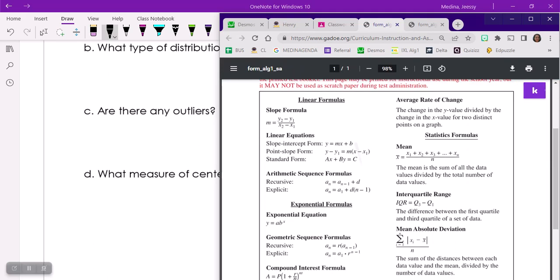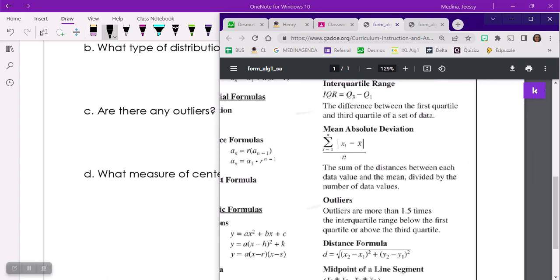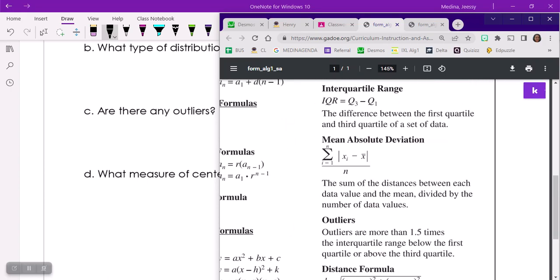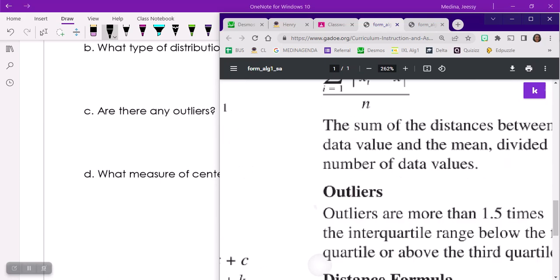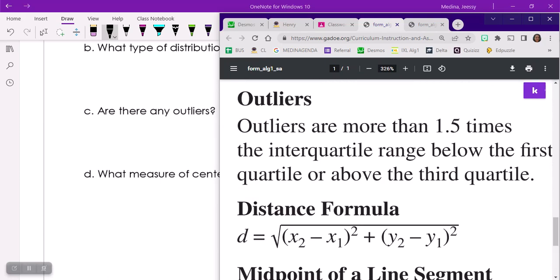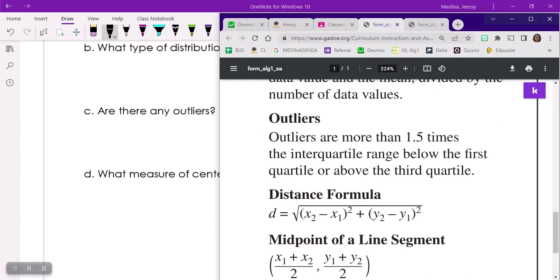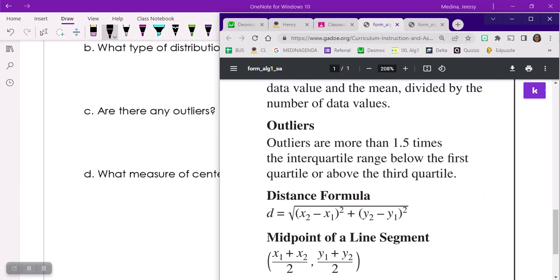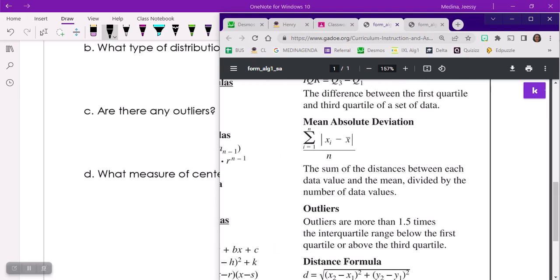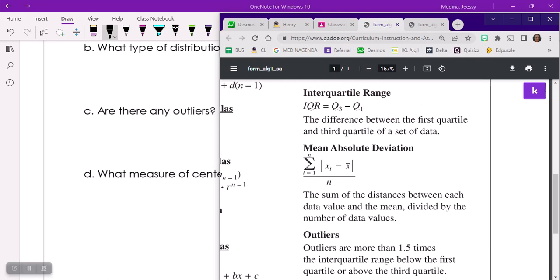All right, when you go through the formula sheet, you're going to find that this section right here gives you information about statistics. And what does it say about outliers? 1.5 times the interquartile range. What is the interquartile range? The formula sheet tells you. It's basically Q3 minus Q1. Clear?